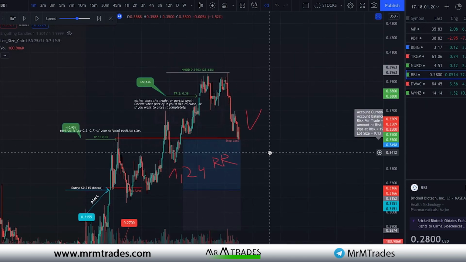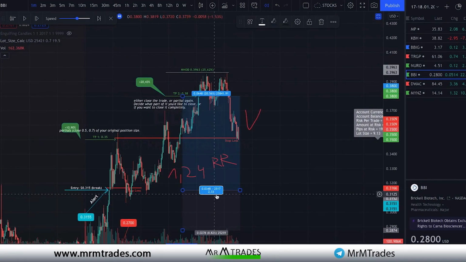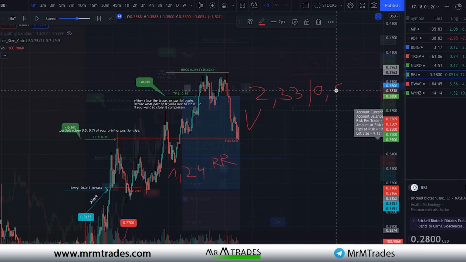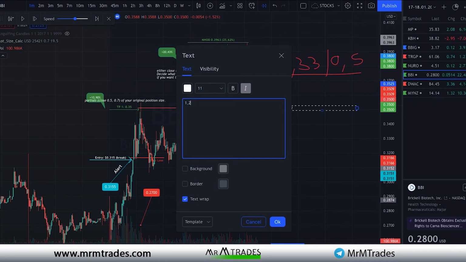And the next one ran to 2.33, but after our first partial, that was only half of our original position. So we can do the math here. It's 1.24 divided by 2. So that equals 0.62. And 2.33 divided by 2. And that equals 1.16. So this overall trade would get us a nice 1.78 RR.